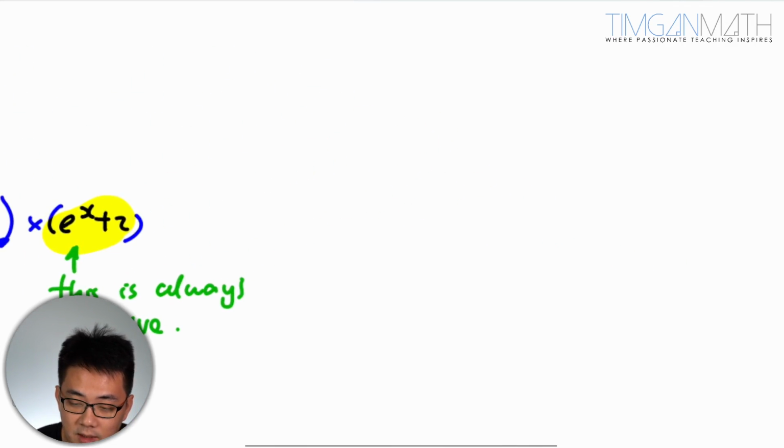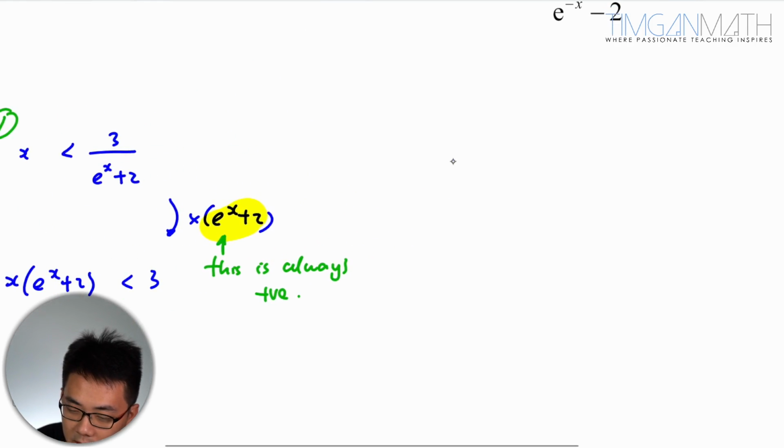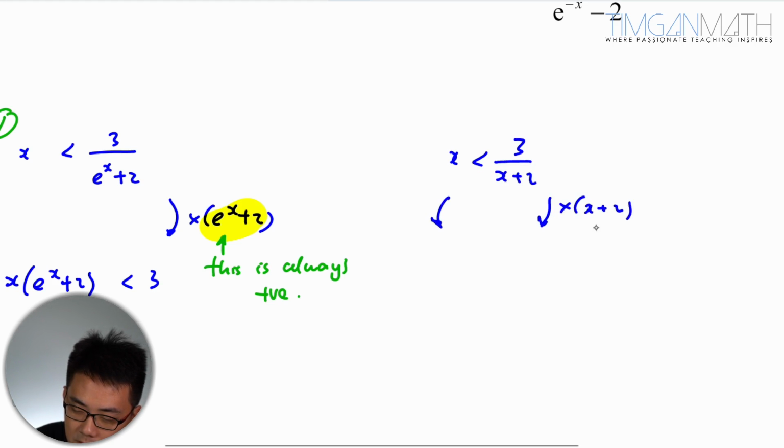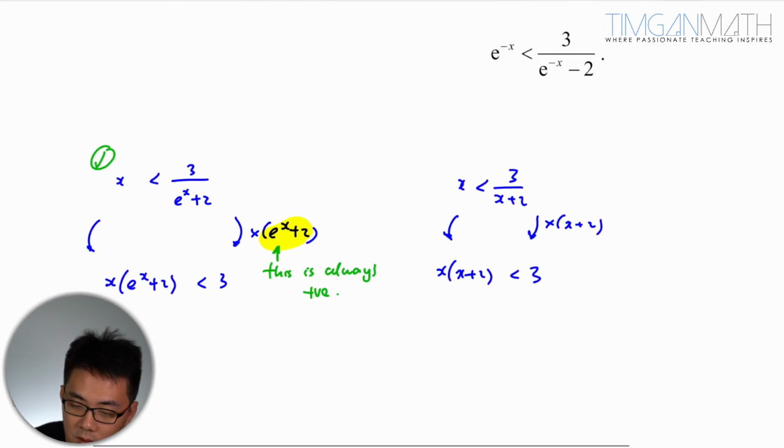What is not fine is, for this case here, which is 3x plus 2, you multiply both sides by x plus 2. So this is x plus 2, 3. This is a common mistake.